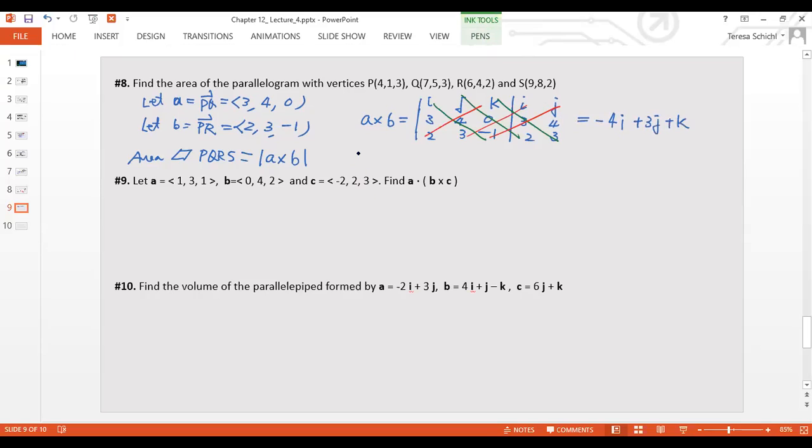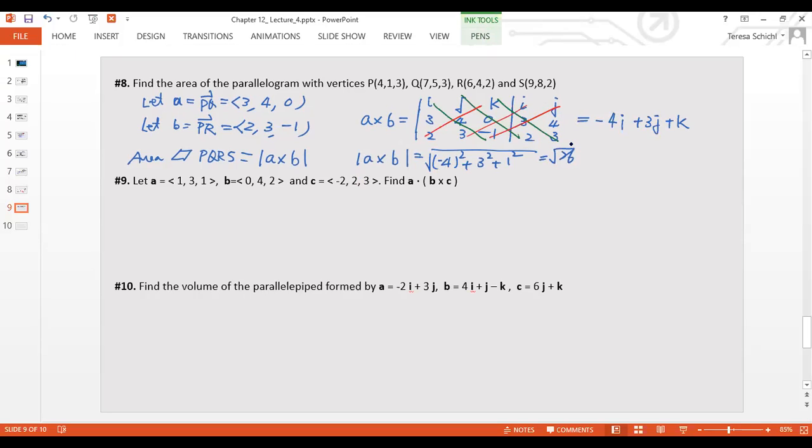Now I know the area will be the length of this cross product. So this is negative 4 squared plus 3 squared plus 1 squared, and I get the square root of 26.